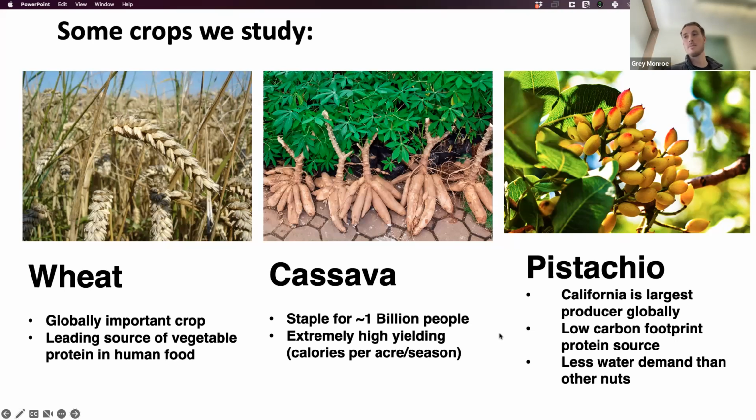It's actually an incredibly high yielding crop. It has more calories per acre per season than maize and rice, et cetera. So a very important source of calories for a lot of people around the world.